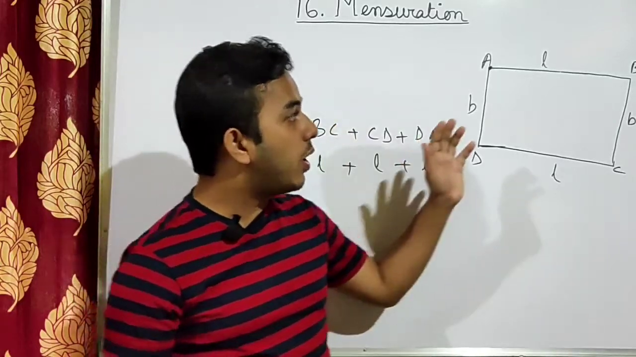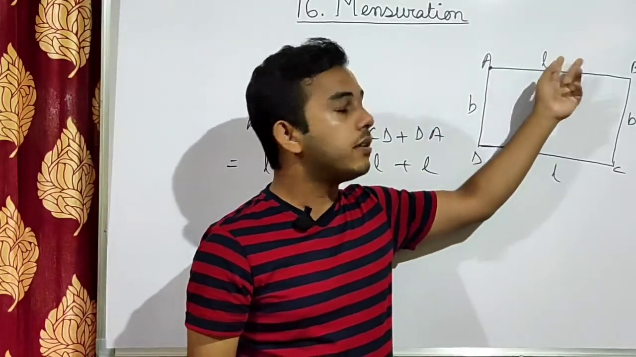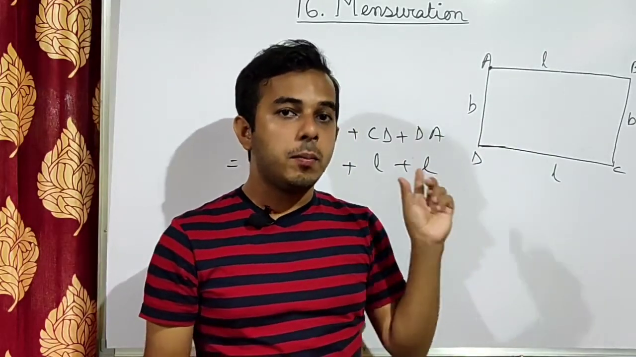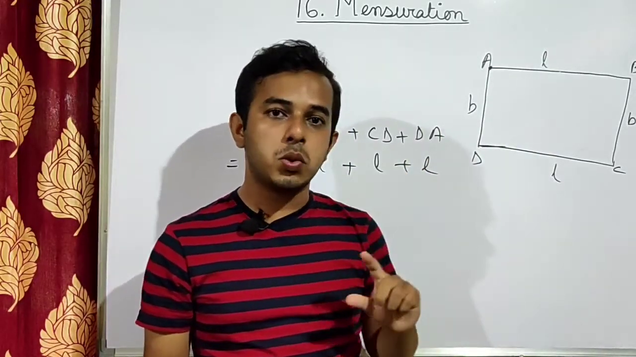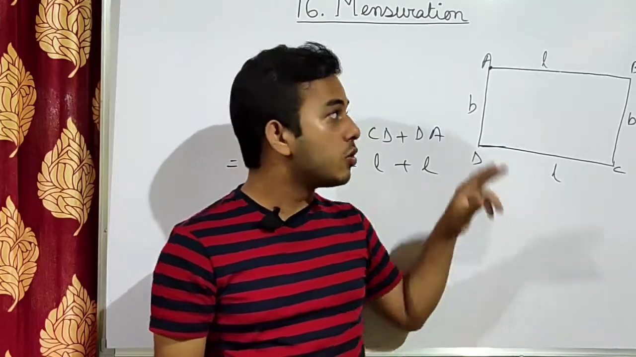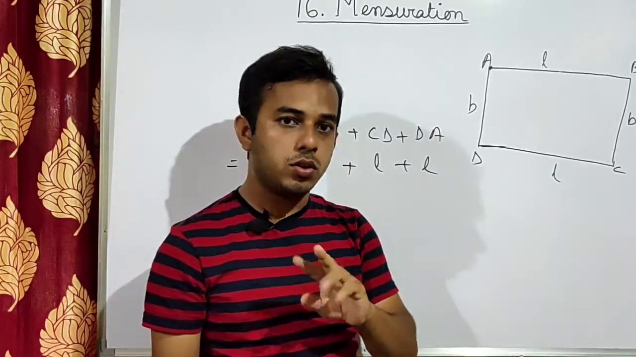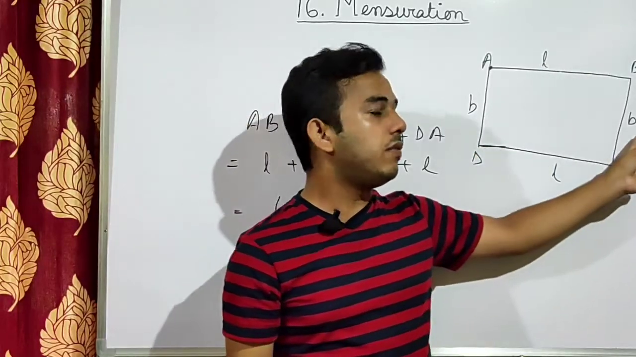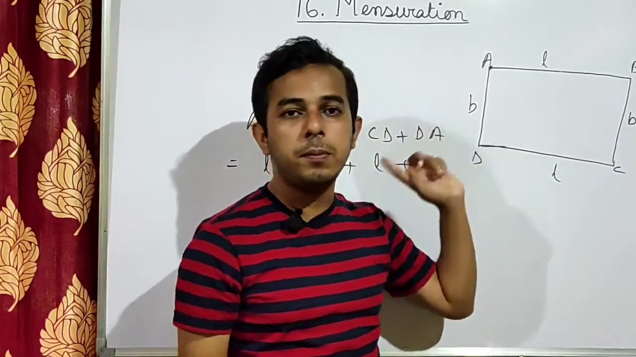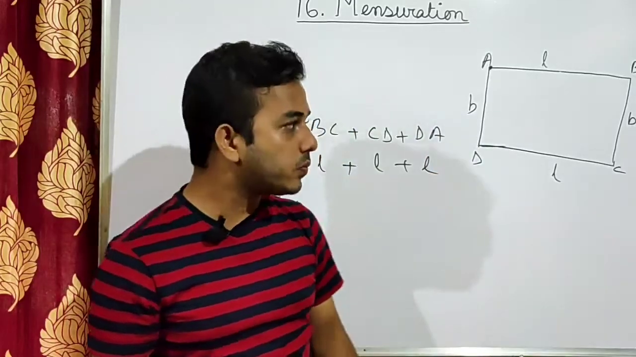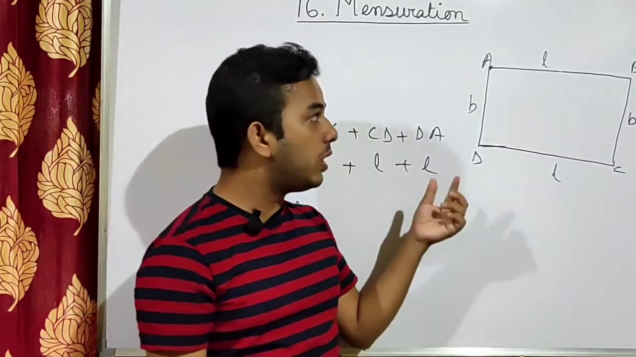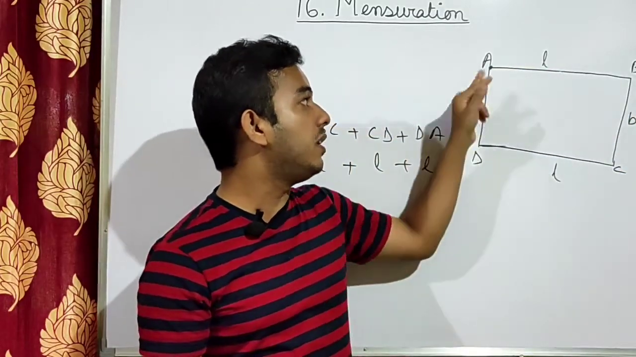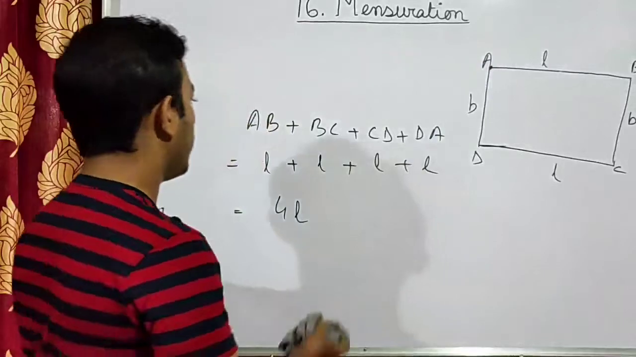Okay, so I have written here L. Same as in the square, where we wrote L, right? But in a square we have all sides equal, so we wrote L. Here two sides are equal, right? Okay, so this is L. If this is L, this will also be L. If this is B, this will also be B. Clear? Okay. So now perimeter is what? Total length. So that is AB plus BC plus CD plus DA. So let's see what happens.